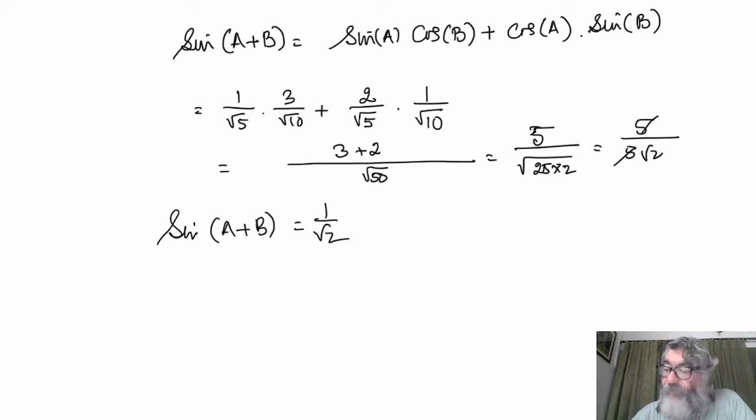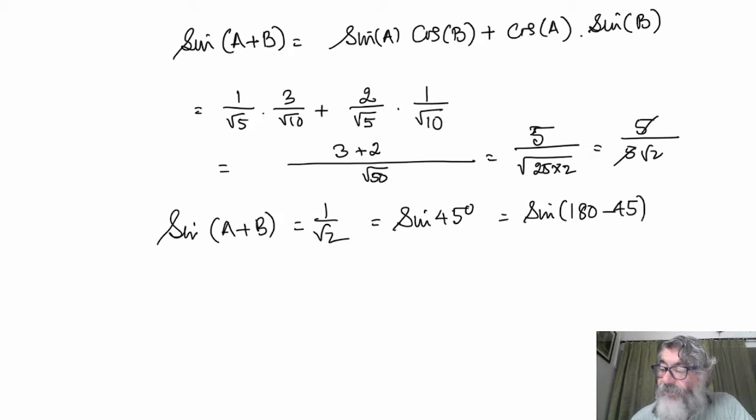That means we know 1 upon root 2 is sine 45. In the second quadrant also sine is positive, and 180 minus 45 will also give the same value. So it is either sine 45 or it will be sine 135.